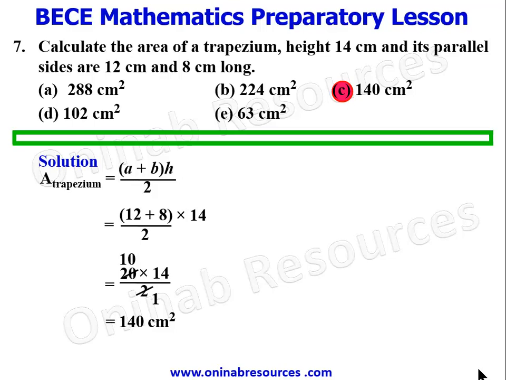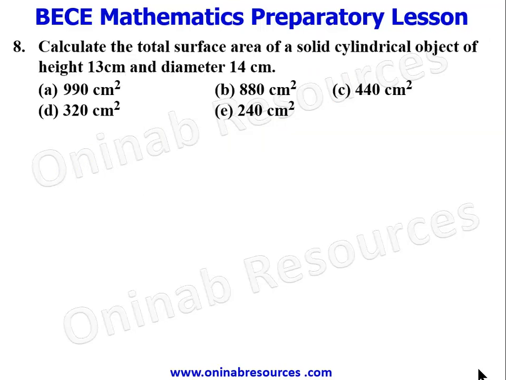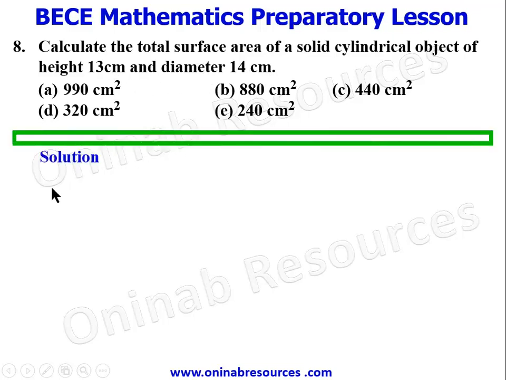And this is the end of the solution to problem 7. So we go to problem 8. Calculate the total surface area of a solid cylindrical object of height 13 centimeters and diameter 14 centimeters. Okay, so in our solution, we are meant to calculate the total surface area of a cylinder.